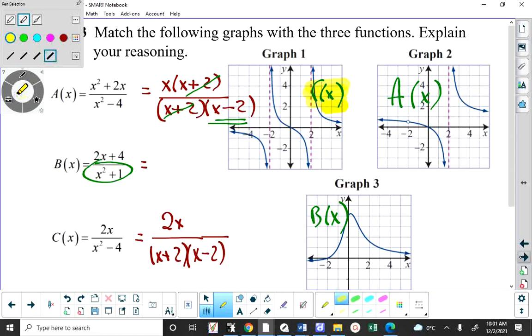So c of x is 1, a of x is 2, b of x is 3.